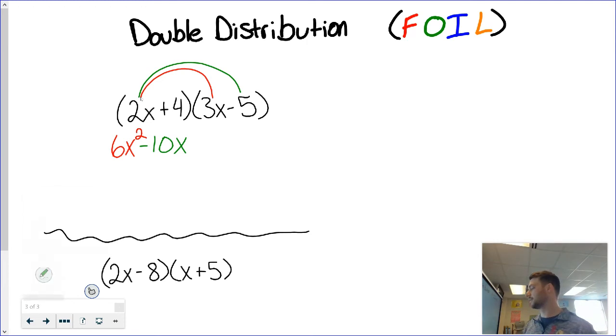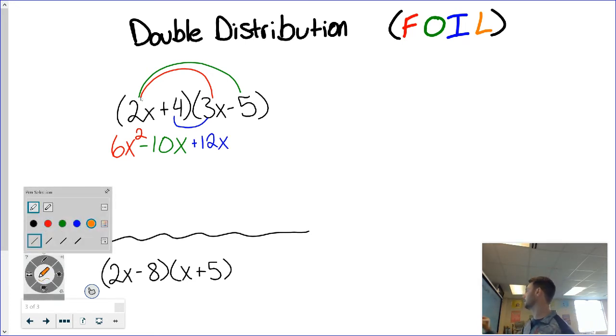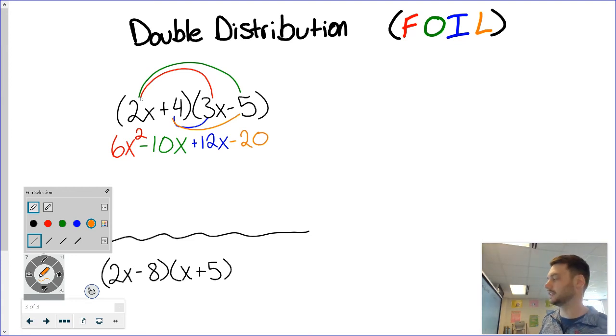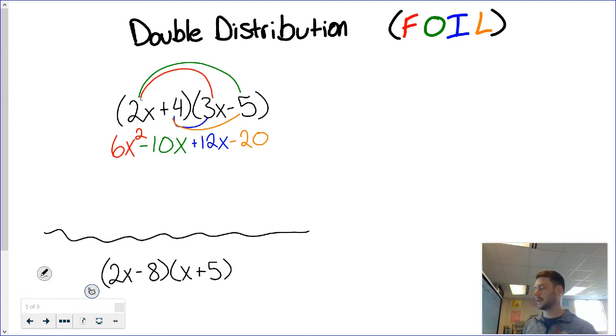Okay, so that just took my 2x and I multiplied it by both of the pieces in the back. I'm going to do the same thing with the 4. If I follow with I, it says inside. My inside ones are 4 times 3x. 4 times 3x is a positive 12x. Cool. And then our last ones are 4 times negative 5. 4 times negative 5 is negative 20. And the good news is if we do this in the same pattern every time, the reason FOIL is so nice is because we get the same pattern every time.